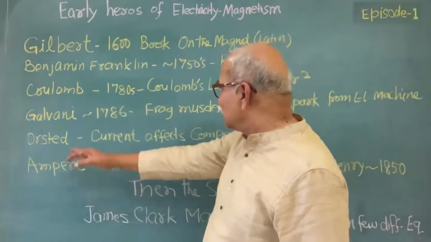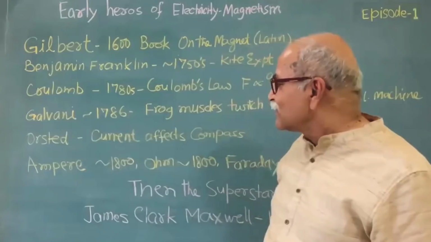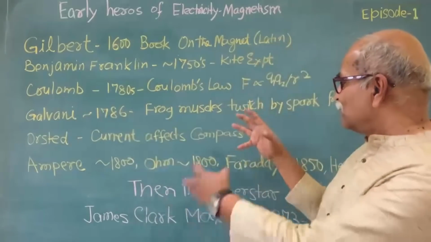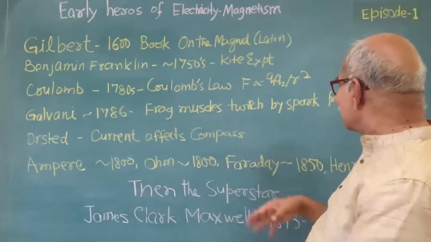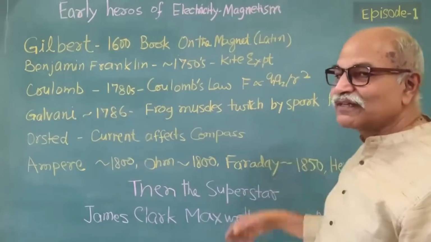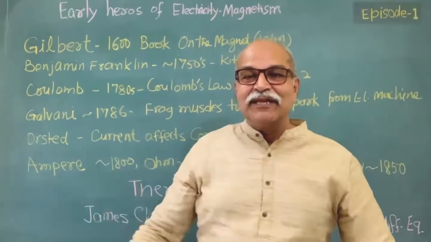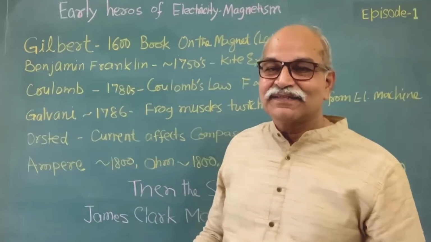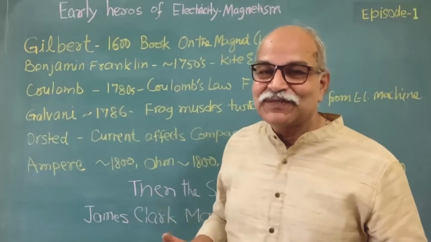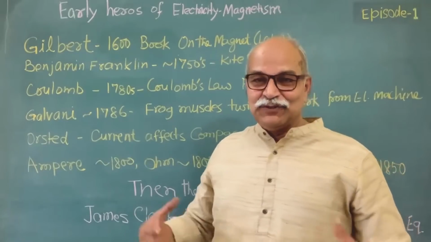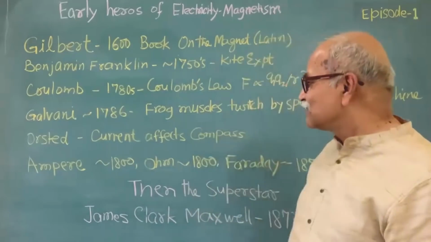Then Galvani, in 1786, did some frog muscle twitching using a spark from an electrostatic machine, which were developed by that time by different innovators, inventors, and scientists who were there to study what electricity is, and how to make useful applications of that.